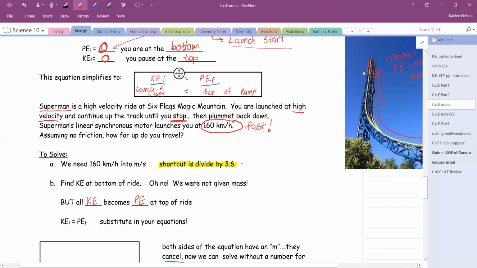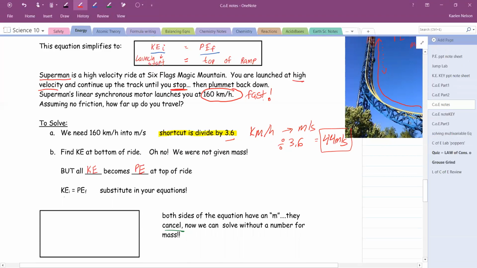So to solve this, we need to turn 160 kilometers per hour into meters per second. So our shortcut to go from kilometers per hour to meters per second is to divide by 3.6. If we do that on our calculator, we get 44 meters per second. Okay, so we need to use that number, not the 160, as we fill in our equation.